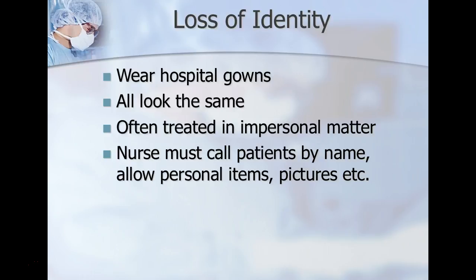Another thing that we have to pay attention to as far as privacy and dignity is that patients have a loss of identity when they come into our hospital. They wear hospital gowns. They all look the same. We take their clothes away. We take their underwear. And we have to make sure we treat them in a way that isn't impersonal or like they're all the same. So we don't want to treat them in that impersonal manner. Call them by their name or by the way they wish to be called. Allow them their personal items, their pictures, whatever it is they have that makes them feel comfortable and helps them to feel unique.